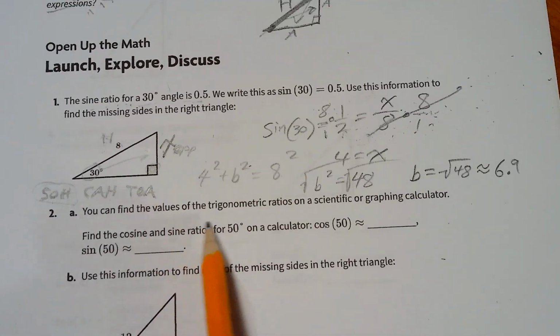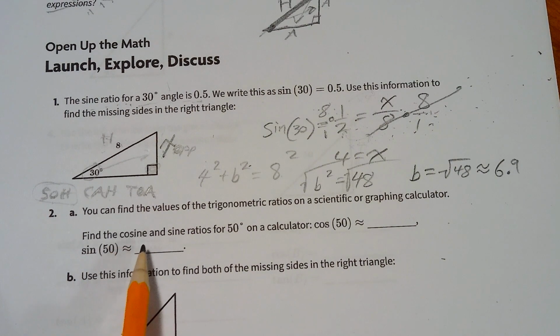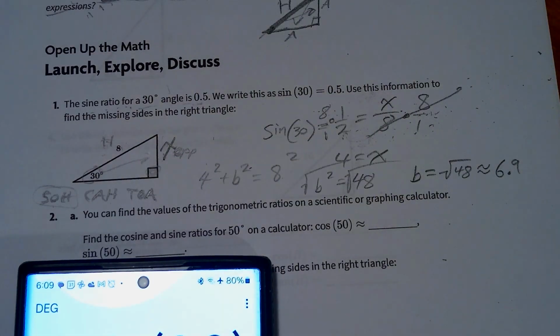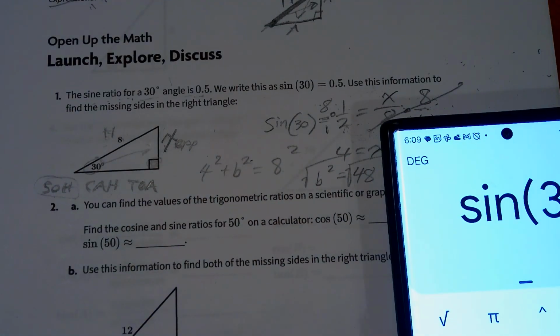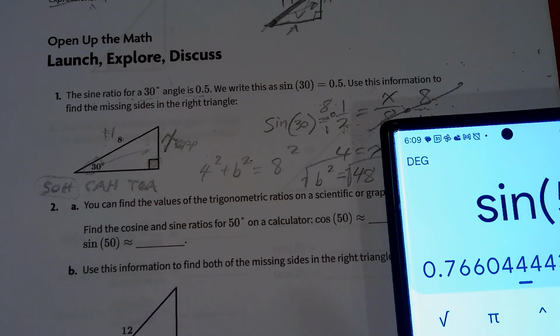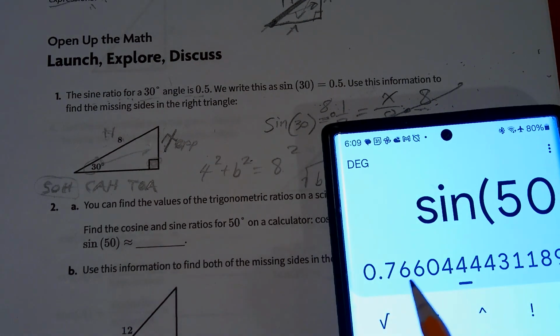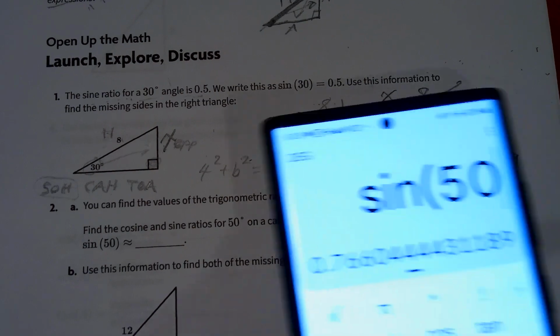You can find the values of trigonometric ratios on a scientific or graphing calculator. Find the cosine and the sine ratios for 50 degrees on a calculator. Come on back in here. Make sure you're in degrees. Clear, sine 50 gives 0.766044444 and so on. See, this is not a simple fraction like 1/2. And it actually goes on like pi forever.